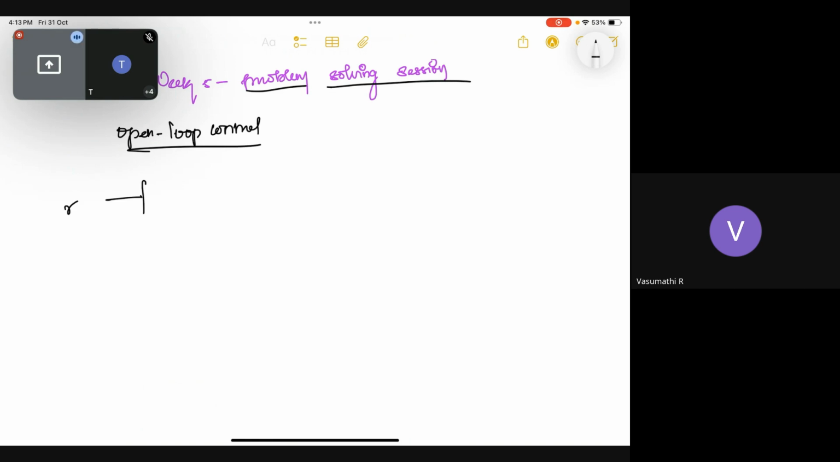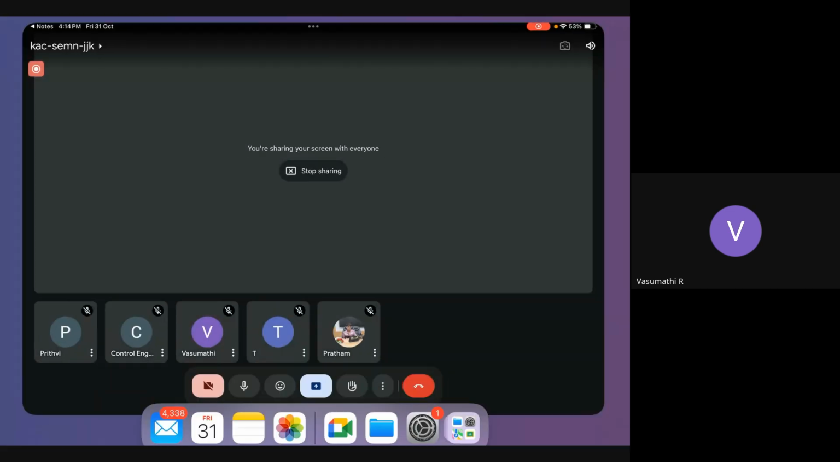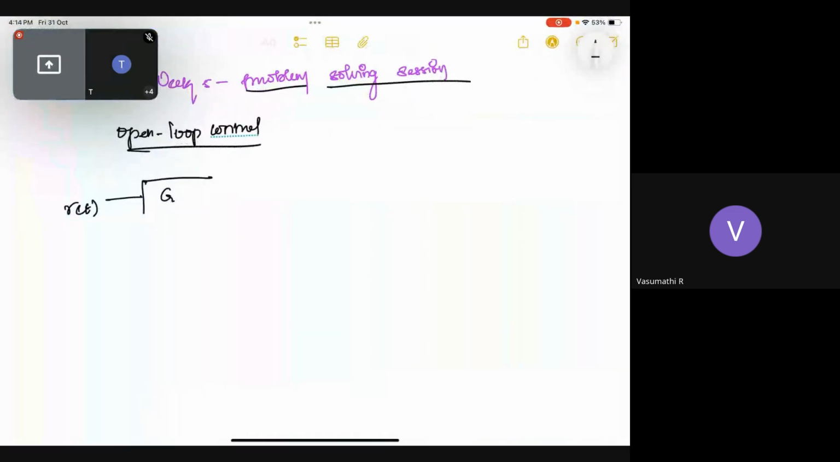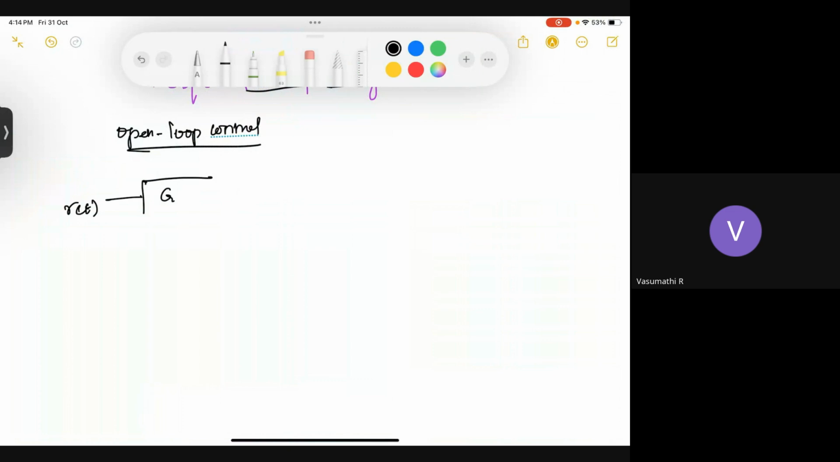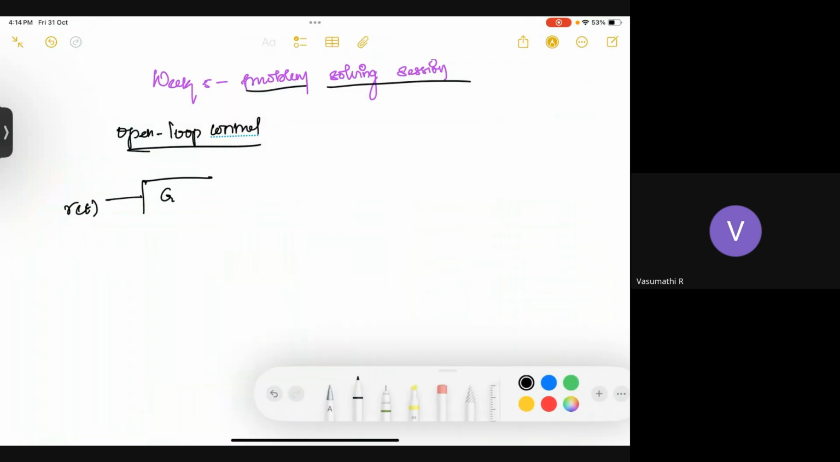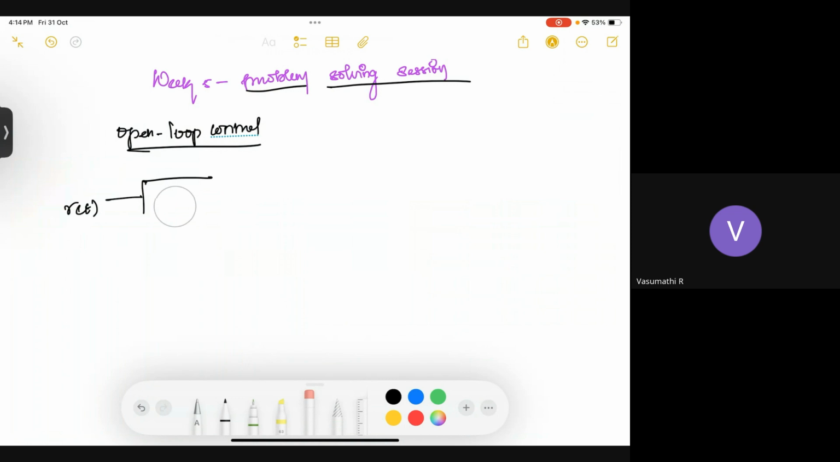We all know how an open loop control works, right? There will be a system where its output will be C of t or y of t.